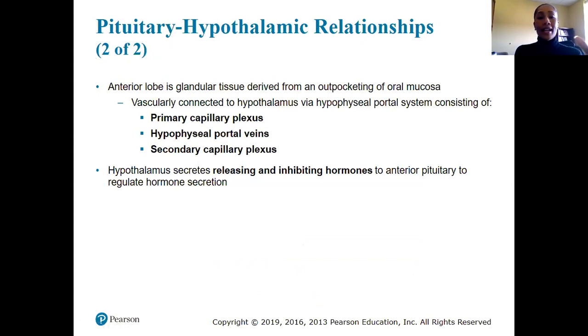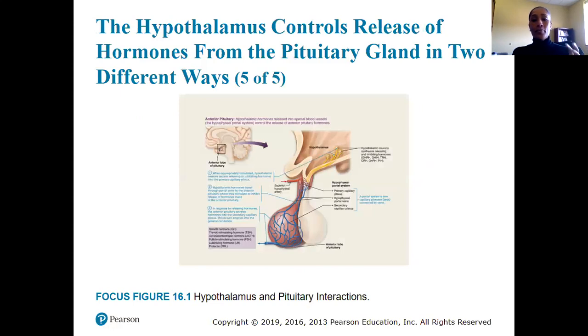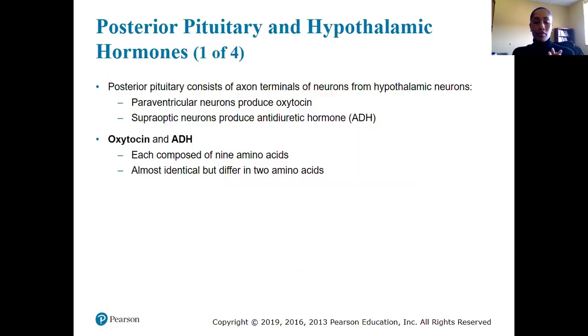Okay, like I said before, the hypothalamus is also going to synthesize and secrete releasing and inhibiting hormones, and these sets of hormones are going to target the anterior lobe of the pituitary gland. So the hypothalamus is going to communicate with the anterior lobe by either releasing hormones or inhibiting hormones, so that the anterior lobe knows when to synthesize and release the other hormones that it makes. And we'll get into those in just a little bit.